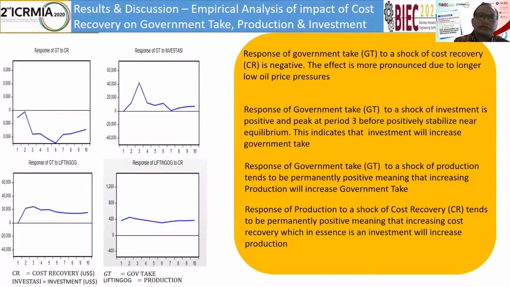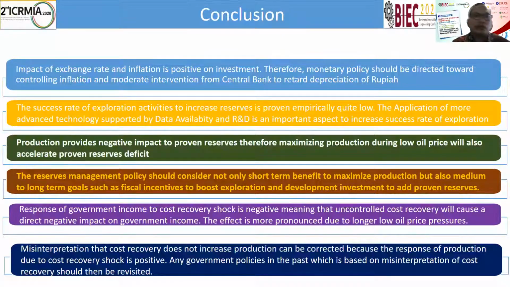This is the empirical analysis of the impact of cost recovery on government take, production, and investment. As you can see, the response of government take to a shock on cost recovery is negative, meaning that uncontrolled cost recovery will give a negative impact directly to government take. The impact of investment on government take is positive, meaning that the more we invest, the more government take the government will get. The impact of production on government take is permanently positive, meaning that increasing production will increase government take. And also cost recovery provides a positive impact on production, meaning that increasing cost recovery, which to an extent is investment, will increase production.